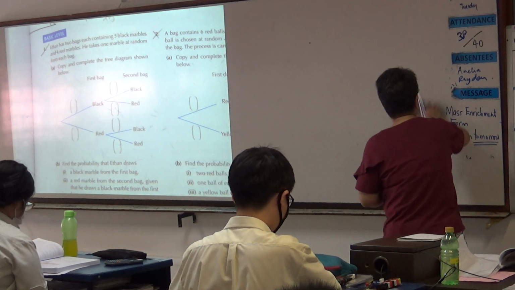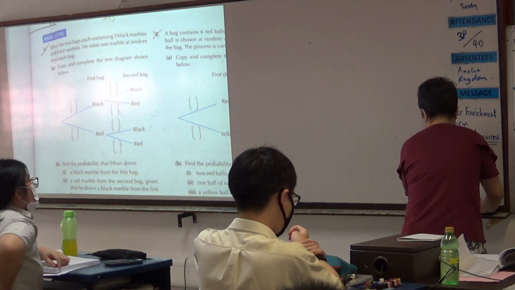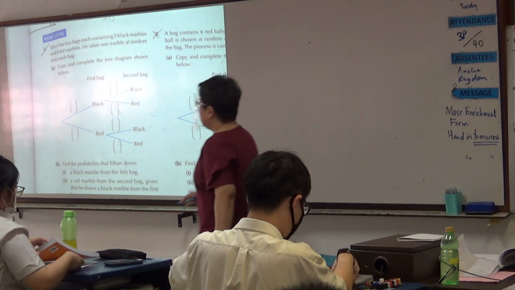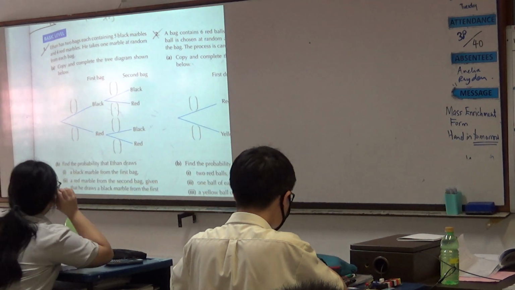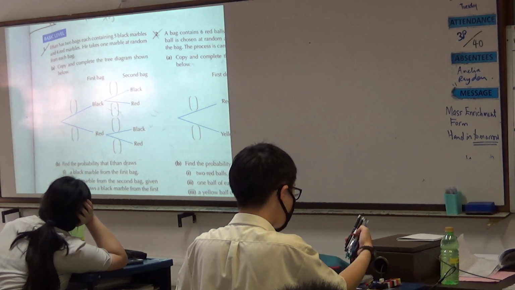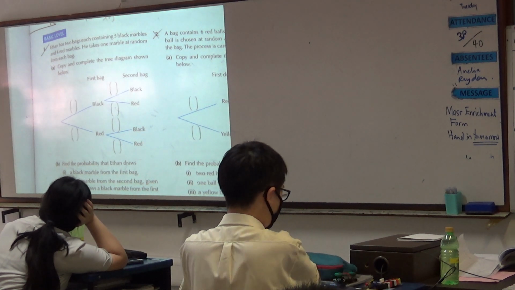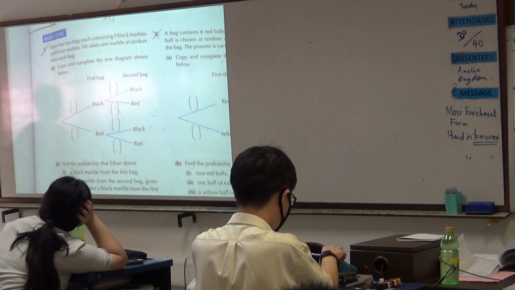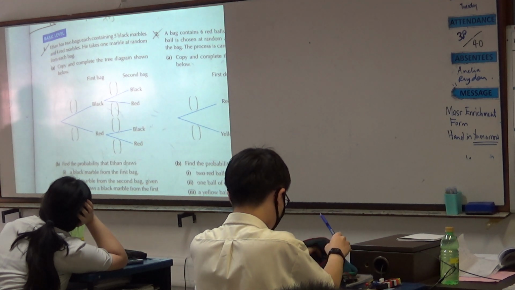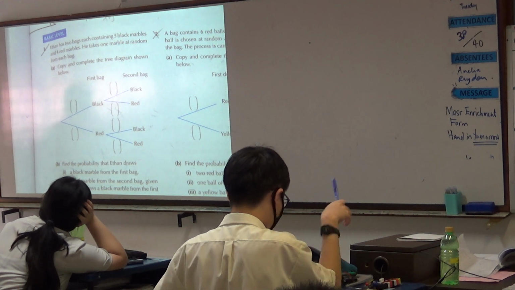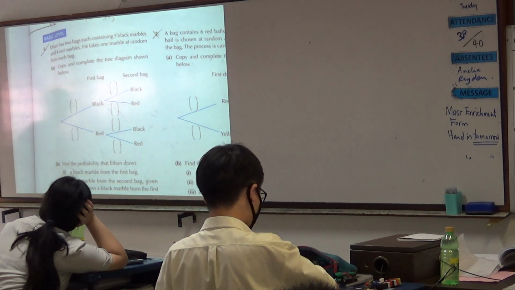Can you don't talk? Because this is important. Now, the question says, Ethan has 2 bags, each containing 5 black marbles and 4 red marbles. He takes 1 marble at random from each bag. Copy and complete the 3 diagrams shown below.